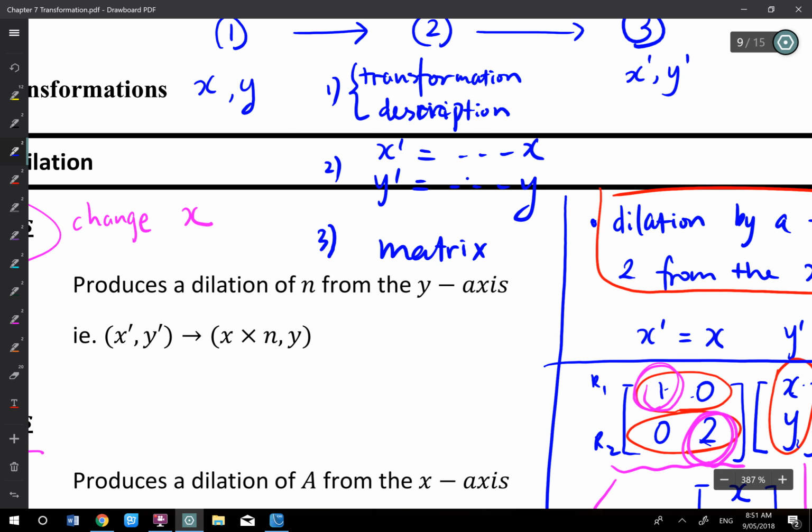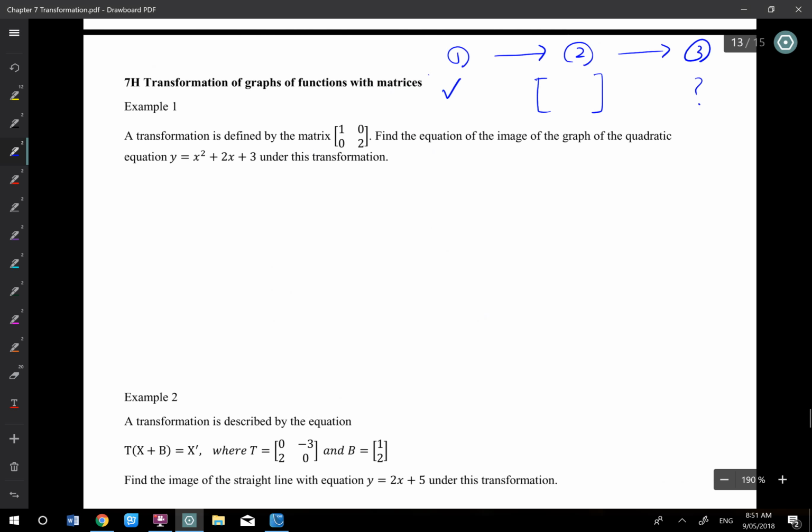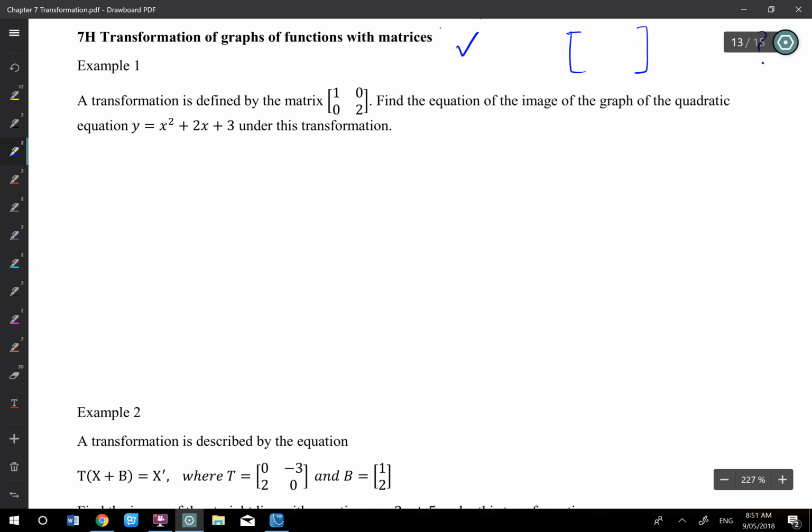Transformation description is the same as giving you x dash equals some x, y dash equals some y, and the same as giving you the matrix. So 1 can become 2, 2 can become 3, 3 can go back to 2, 2 can go back to 1. They are all the same thing here. So giving you the matrix will be the same as giving you the word description. So let's have a look at this question here.